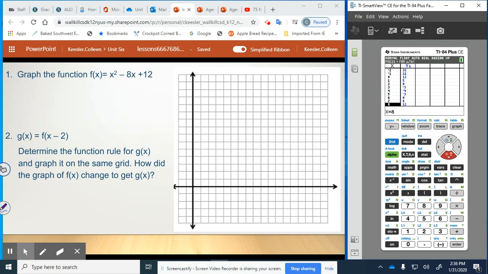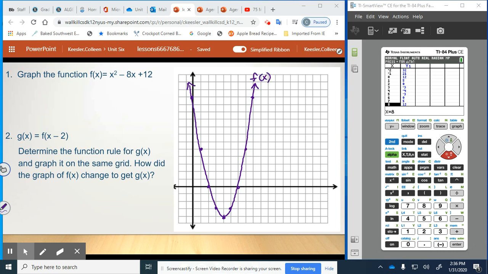0, 12 is 2, 4, 6, 8, 10, 12 here. Then 1, 5. Then 2, 0. Then 3, negative 3. Then 4, negative 4. And then the same points on the opposite side, bringing us to 8, 12. Okay, again, we're going to draw the whole thing because we weren't given a specific domain to graph it over. Arrows on both ends, label it with f of x.